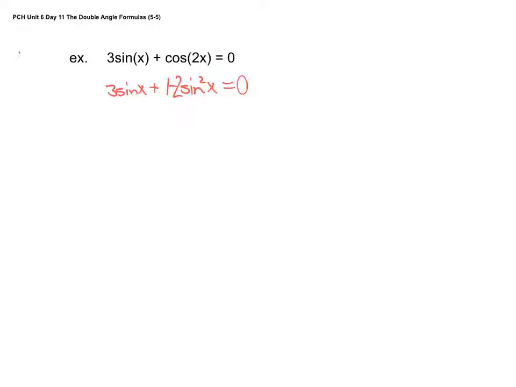So, actually, at this point we've got a quadratic. We need to put that in order. -2 sine squared x plus 3 sine x plus 1 equals 0. You could try to factor this, but it actually won't factor. So what do we have to do? Quadratic formula. So why don't you take a minute and try to finish this one off yourself.